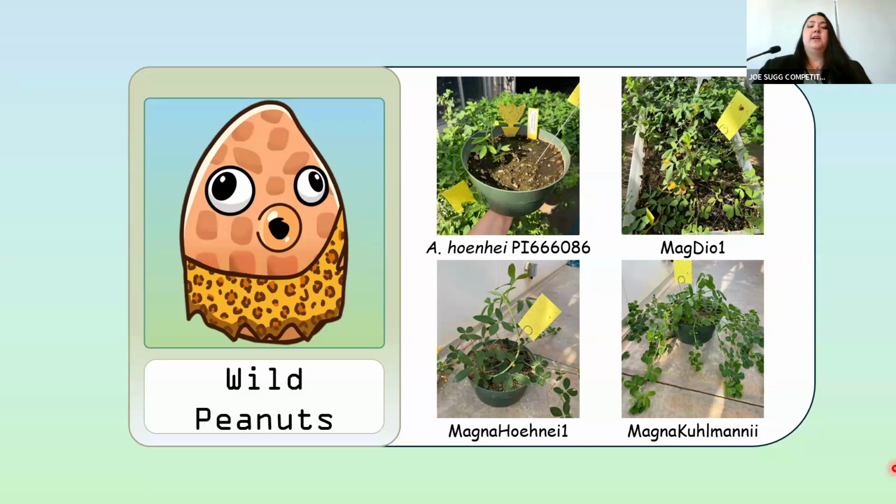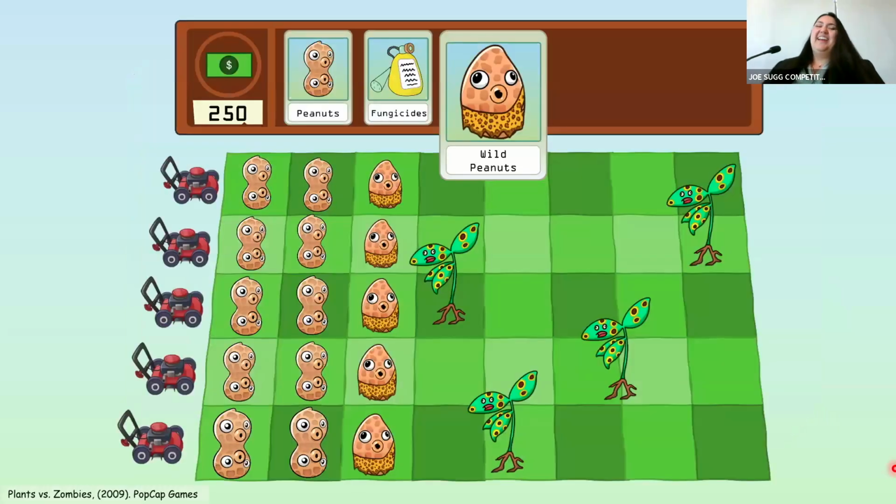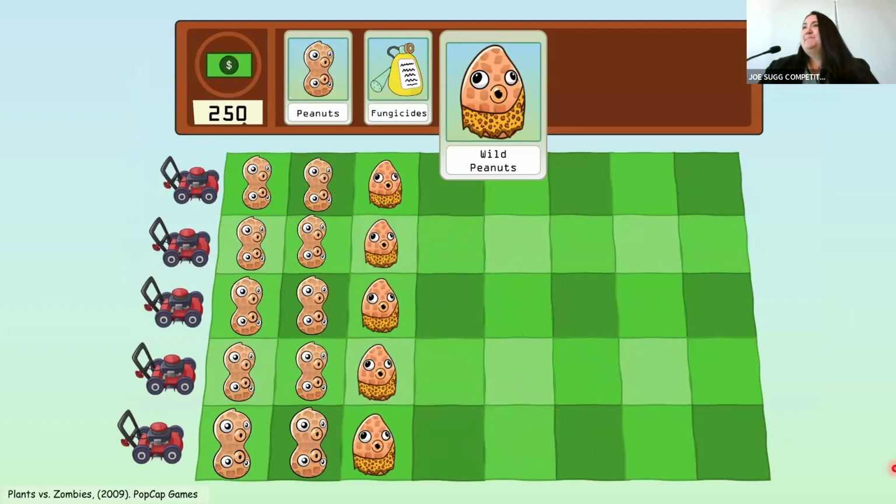Future work for this includes potentially using Magdia 1, Magna henni 1, and Magna cum laude, back-crossing them with cultivated lines and creating a segregating F2 population, and then screening those for resistance and finding the genomic region that is controlling the resistance. This can then be utilized in the future for breeding lines so we can get a better peanut. And so, hopefully by the end of all of my work, we will be able to deploy these wild species, these introgressions, within our fields so we can defeat the early leaf spot apocalypse.